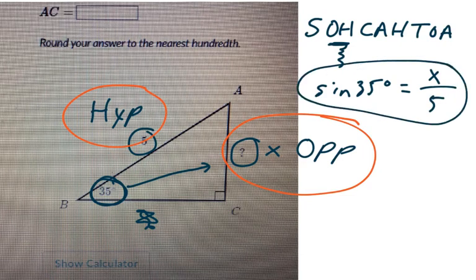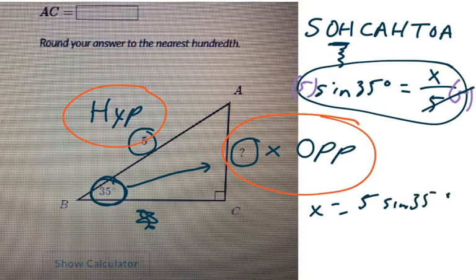Now guys, look at our equation right here. Do you agree we can solve it if I multiply both sides by 5? So x, therefore, with the 5 canceled out, equals 5 times the sine of 35 degrees.